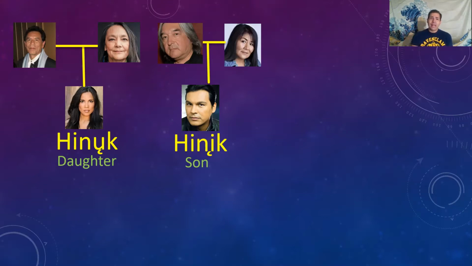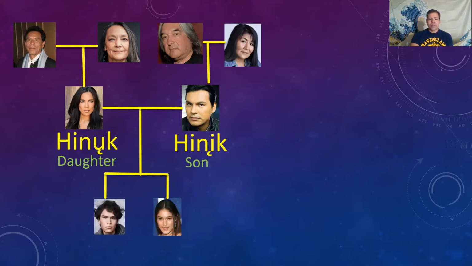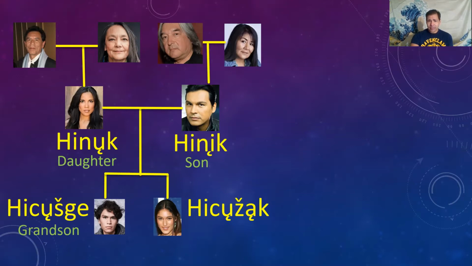Now, how about grandchildren? What do we do for grandchildren? Well, if these two had gotten married and had kids, we'll start with the grandson. Hichunshke. And that is the word for grandson. And granddaughter is hichujunk. Hichujunk. And that is granddaughter. So the newish terms that we're learning, again, is hinuk for daughter, hinink for son, hichunshke for grandson, and hichujunk for granddaughter.